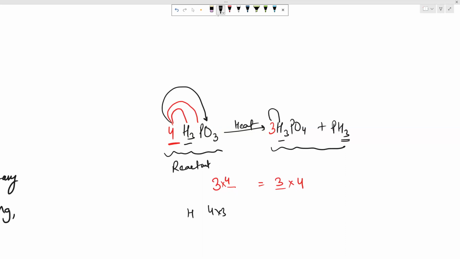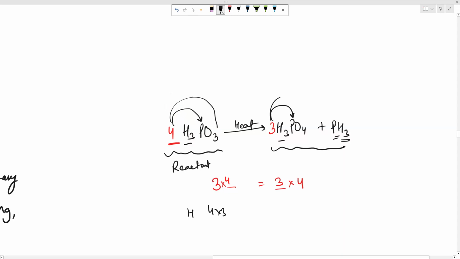Now check the number of phosphorus. How many phosphorus atoms are there? 4. And how many here? 3 plus 1, 4. And oxygen is also balanced. 4 threes is 12, 3 fours is 12. Balanced. So this equation is balanced.